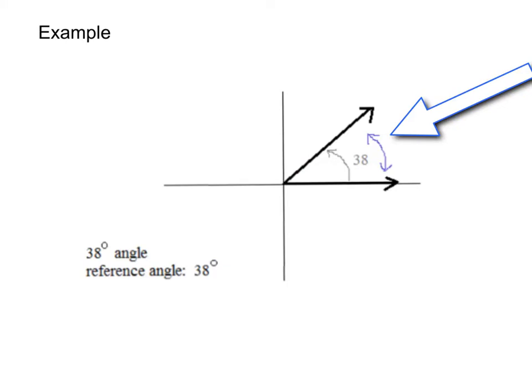Here's a unique one that people miss, but it's actually the easiest one. If an angle is in quadrant 1, the terminal side is in quadrant 1, then you wouldn't draw your triangle over here to the 180 side. You would drop it right down to the x-axis. So your reference angle is the same as the angle itself, 38 degrees. So 38 degrees, anything in quadrant 1, its reference angle is the same thing.